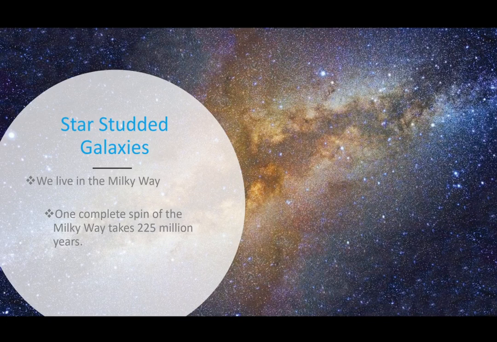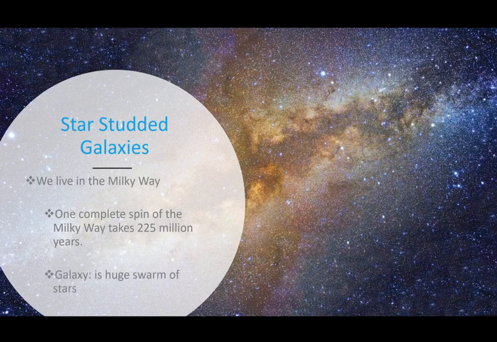Similar to how it takes the Earth about 24 hours to rotate, and 365 days to revolve around the sun, for the Milky Way to spin, it takes 225 million years.